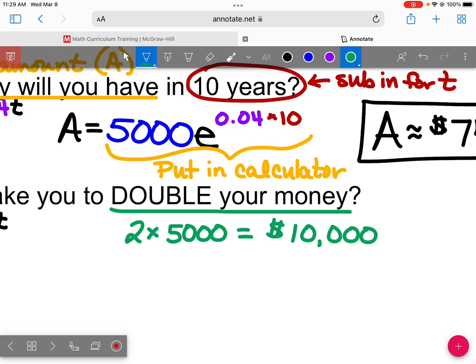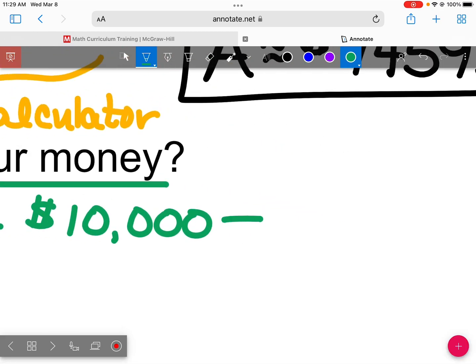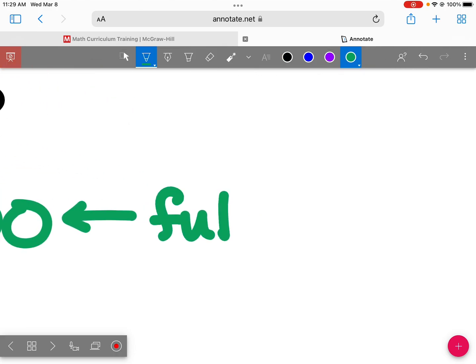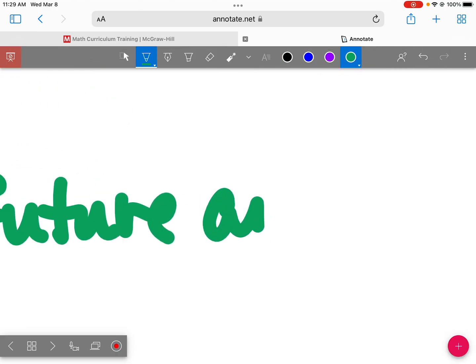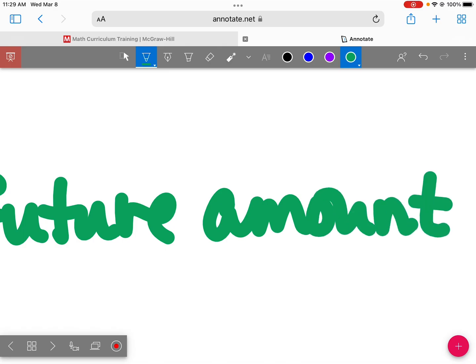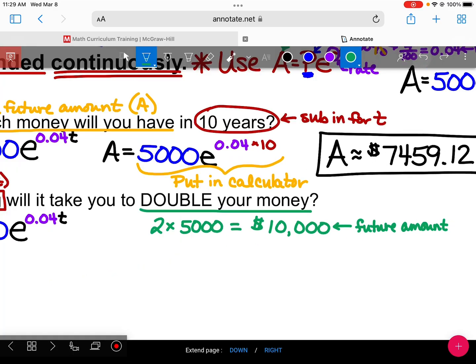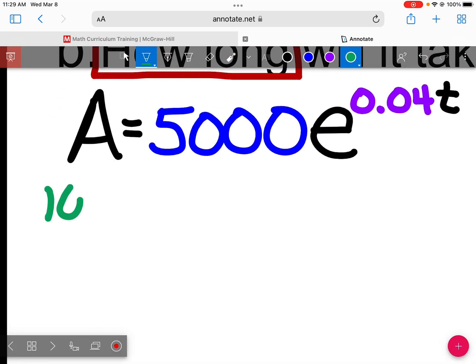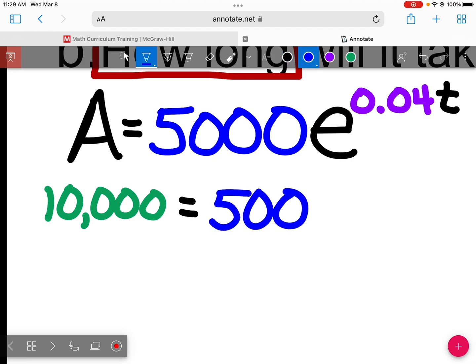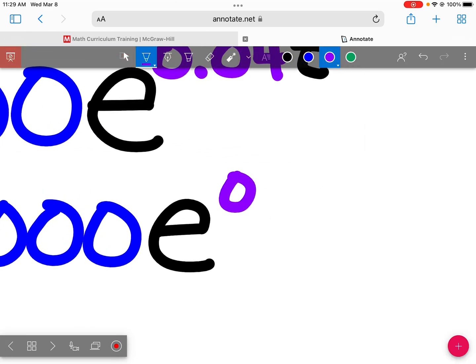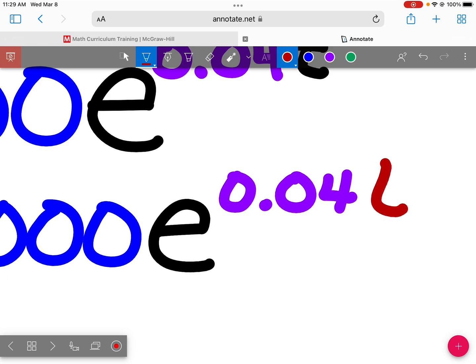The A, because it's a future amount. So I'm going to put 10,000 in the place of the A. Rate is exactly the same because they gave us that information up at the top. So 10,000 equals 5,000 e to the 0.04t. T is what we're looking for here.